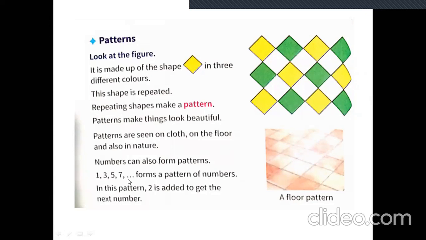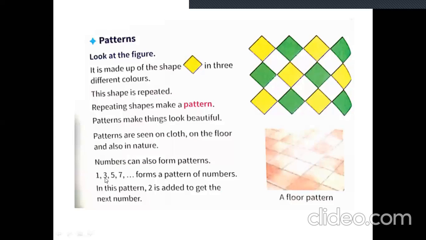You can also make a pattern in numbers. See here, numbers can also form a pattern. 1, 3, 5, 7. What is the difference here? 1, 3. They have skipped one number each time. That is, they have added 2.